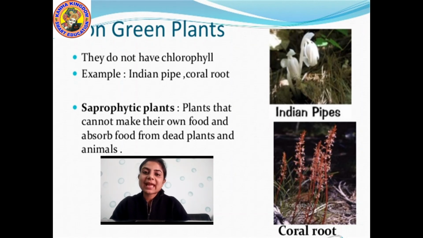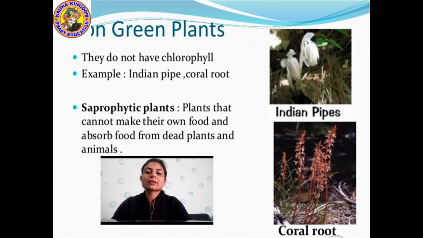What are saprophytic plants? Saprophytic plants come under non-green plants, as they cannot prepare their own food. They take their nutrition from the dead plants and animals that get mixed up in the soil. Plants that cannot make their own food and absorb food from dead plants and animals in the soil are called saprophytic plants. That means they depend on others for their nutrition. I hope you understood this.